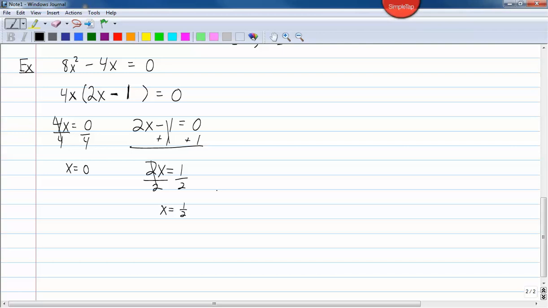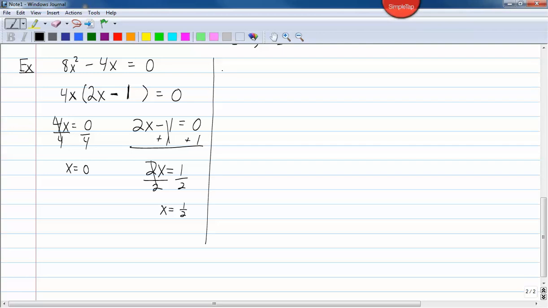So the solution set is 0, 1/2. Alright, now if you plugged those back in, you would get 0 equals 0. You could plug them in after you factored if you want to check, or you can plug them in before you factor if you want to check. You will get 0 equals 0. Alright. So that's what you do if you just have the first two terms of the quadratic equation. You always just factor out a greatest common factor.